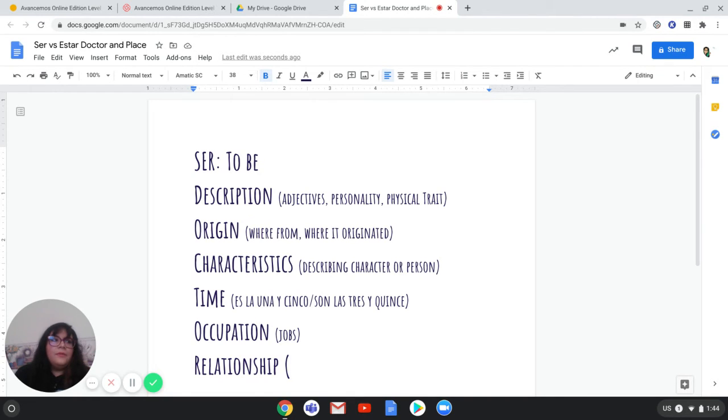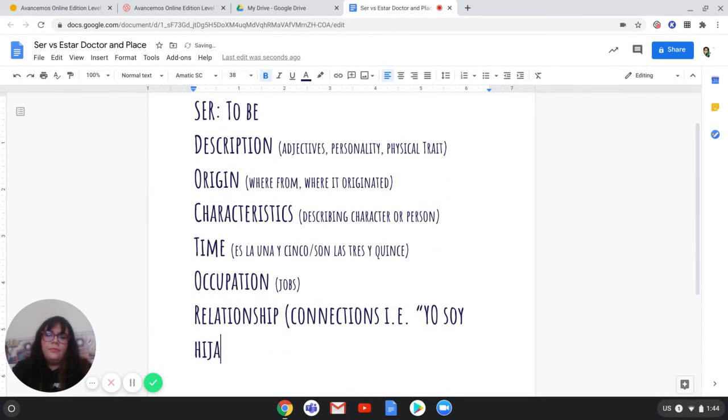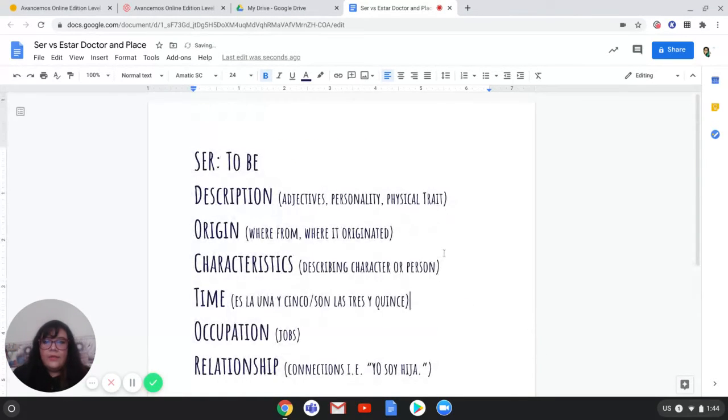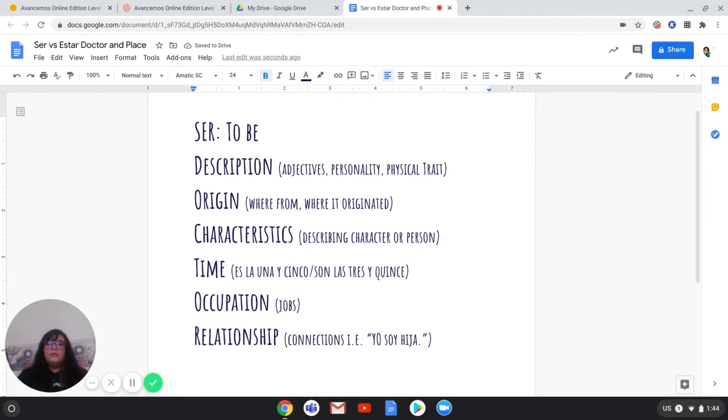Like, el libro es de español. The book is the Spanish book. It's connected to my Spanish class, not to my history class. So think of them as connections. For example, yo soy hija. I'm a daughter. That's my connection, right? Technically, yes, it's a relationship, as in I have a mother and a father, but it's just how I'm connected to a certain person or a certain thing, depending on what you're trying to describe. So these would be how you know if you should be using the verb ser.